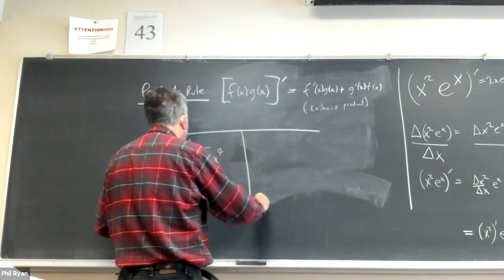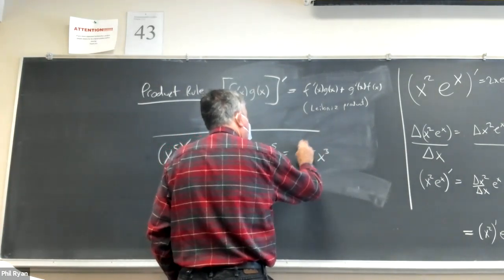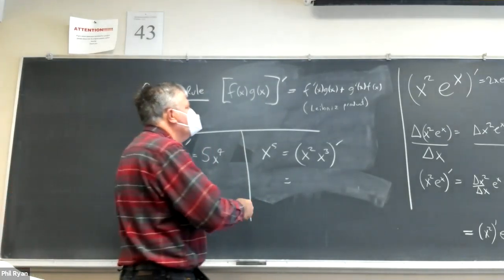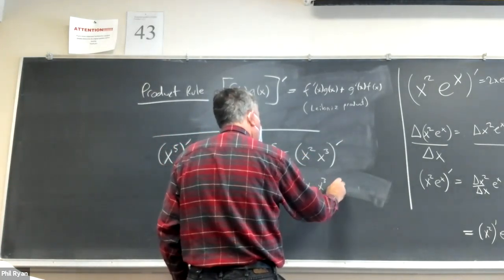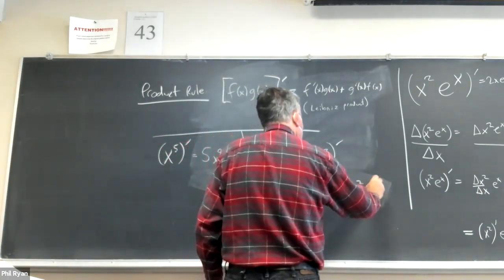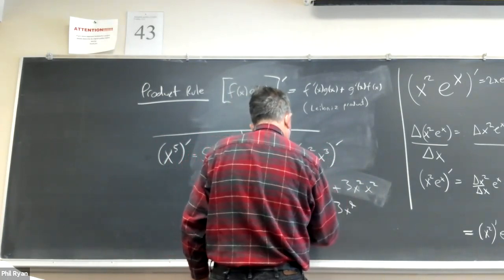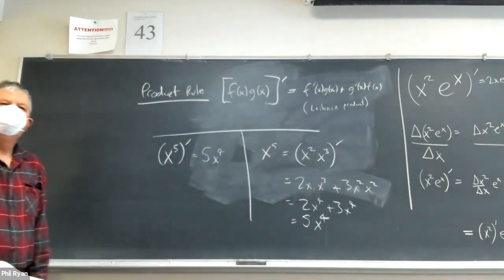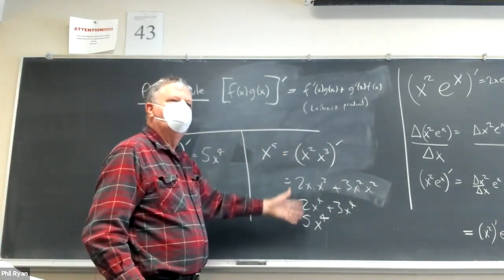Let's do it a different way. Let's think of x to the fifth as x squared times x cubed. Let's use the product rule on that. So it's going to be the derivative of x squared, which is 2x, times x cubed, plus the derivative of x cubed times x squared. Look at that. So that's another way to think about why it has to be like that, because it works.